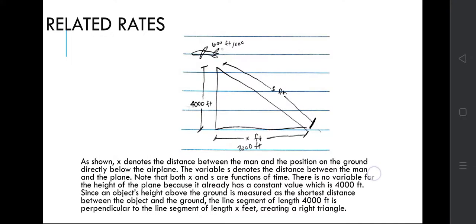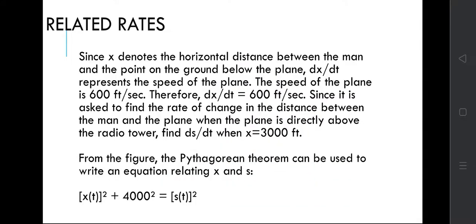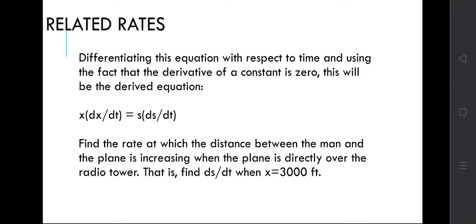Part siya na given. From the figure, the Pythagorean theorem can be used to write an equation relating x and s kasi nga right triangle siya. So, setting up the equation will give us x of t squared plus 4,000 squared is equal to s of t squared. Differentiating this equation with respect to time and using the fact that the derivative of a constant is 0, the derived equation will give us x multiplied by dx over dt is equal to s multiplied by ds over dt.